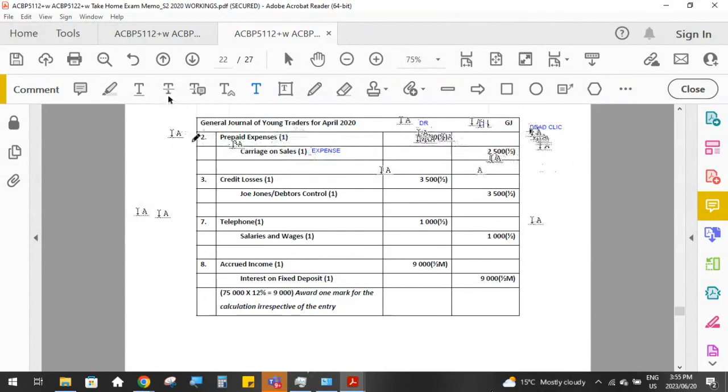But they've told you in the question that you've prepaid that 2.5, so then you just write down here prepayment. So even if you just wrote down the word prepayments, you'll get that mark. But the correct one is then prepaid expenses. So this is a debit. So this carriage on sales is already an expense. And we are reducing our expenses for the current year.